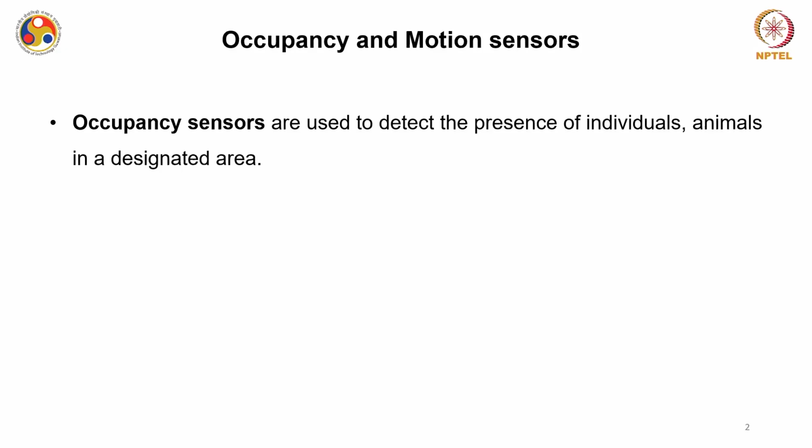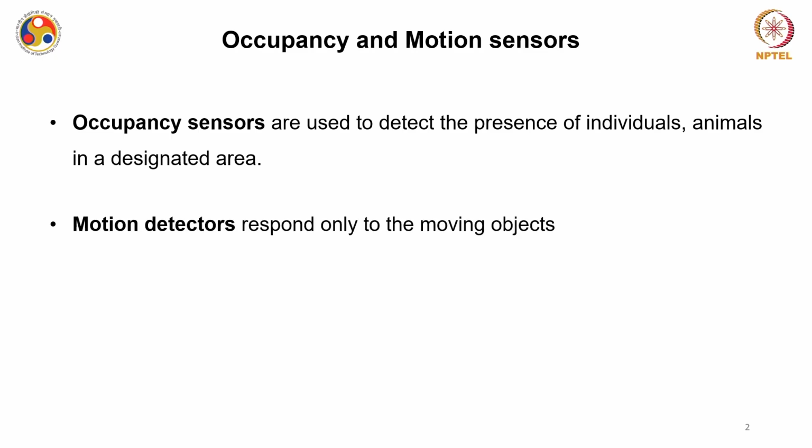When I talk about occupancy sensors, they are basically used to detect the presence of an individual. It can be some animal or a person or some object in some designated area which I am monitoring, or the area which is under surveillance. However, a motion detector or a motion sensor responds only to a moving object. I hope that this difference is very clear to you.